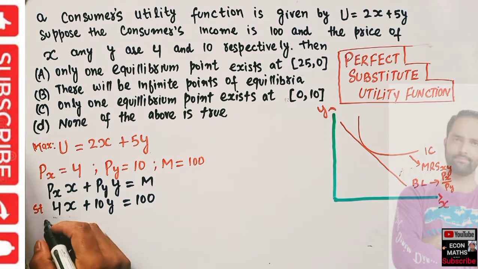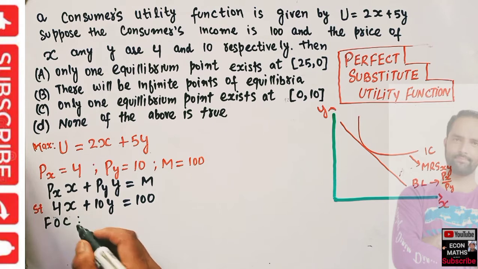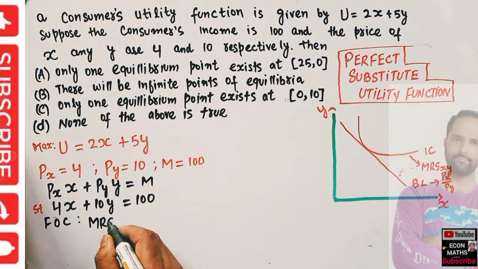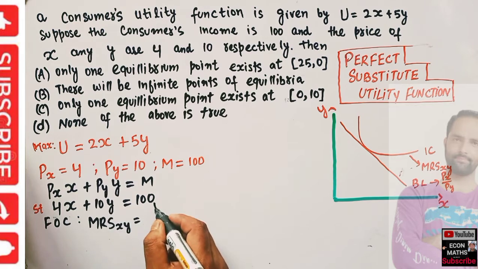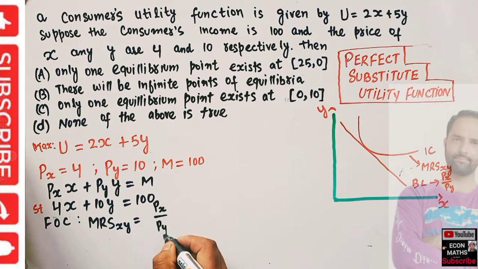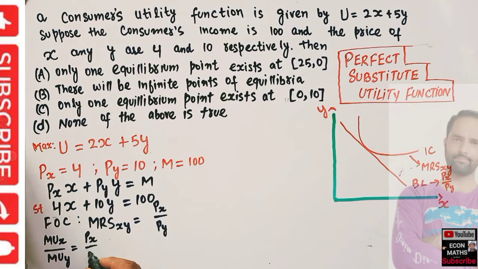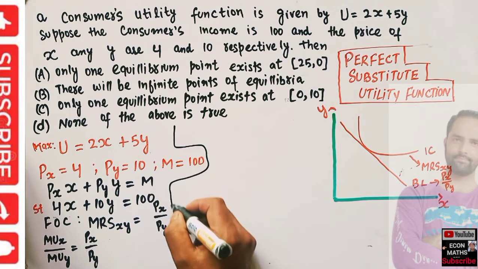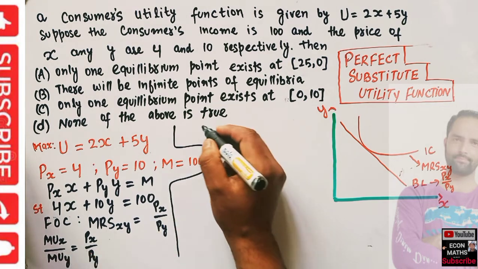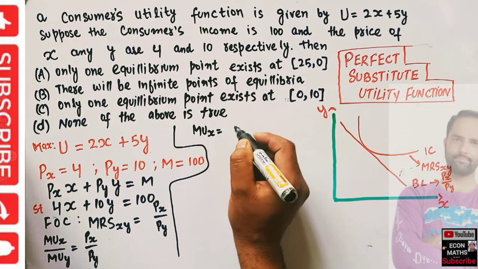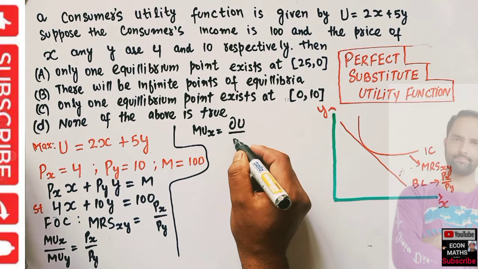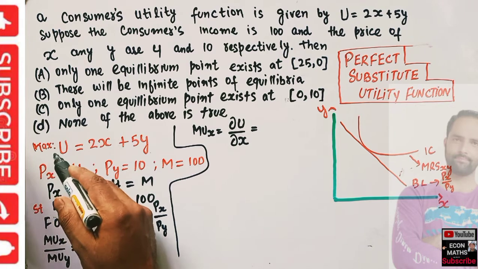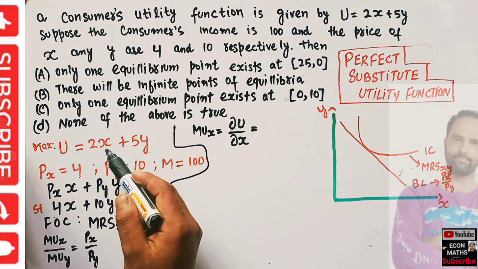The first order condition for optimality requires that our marginal rate of substitution between the two goods X and Y should be equal to the ratio of the prices, that means price of X upon price of Y. And marginal rate of substitution simply means marginal utility of good X upon marginal utility of good Y should be equal to price of X upon price of Y. And what is the marginal utility of good X?